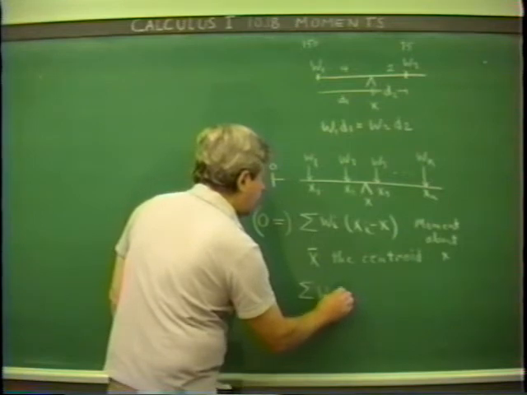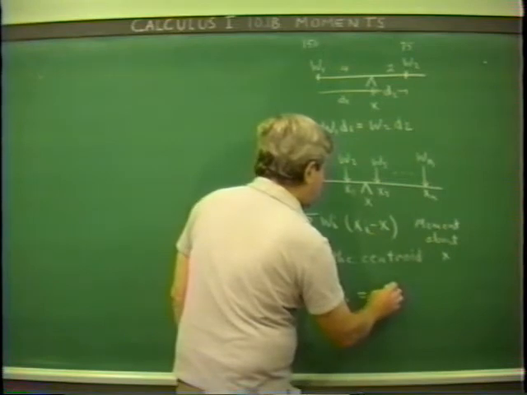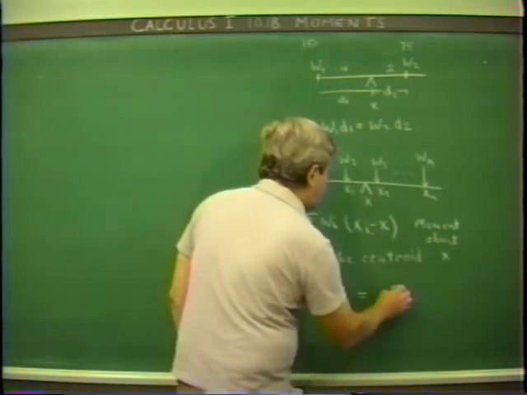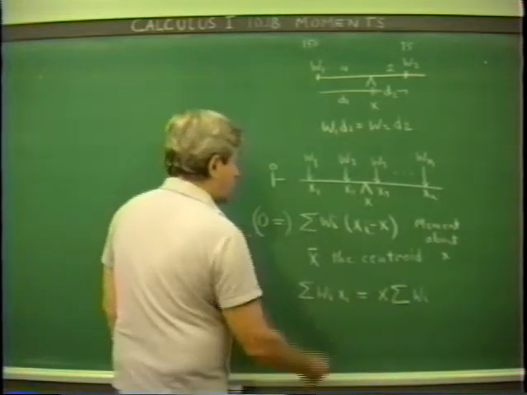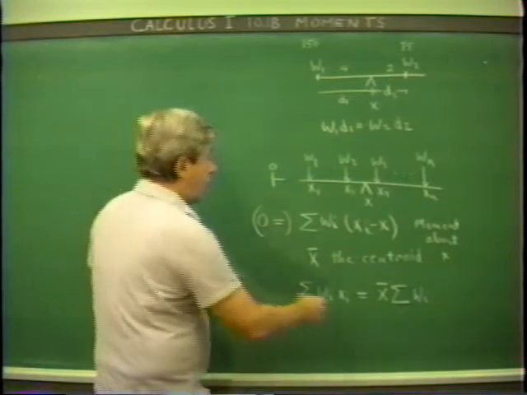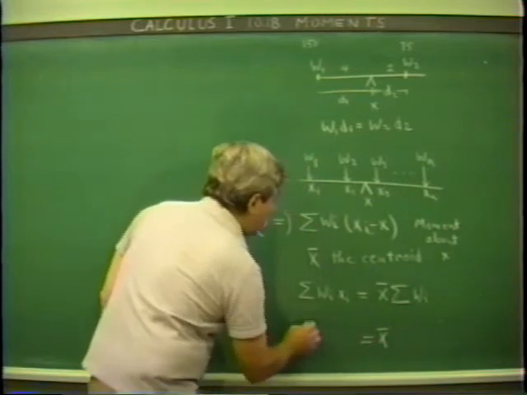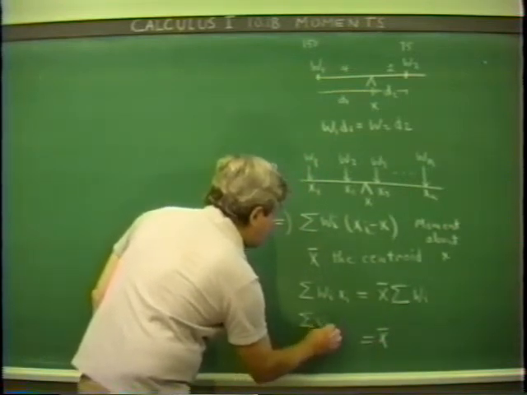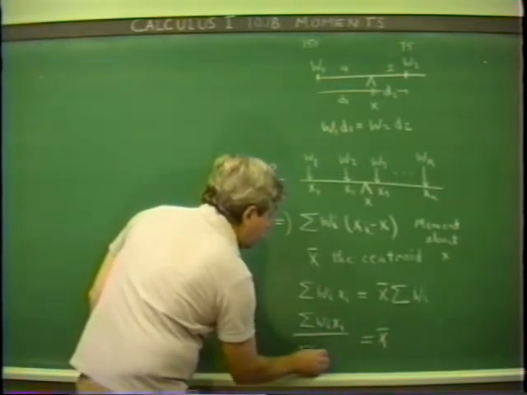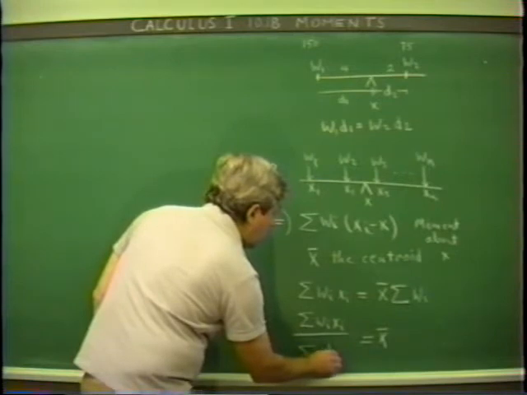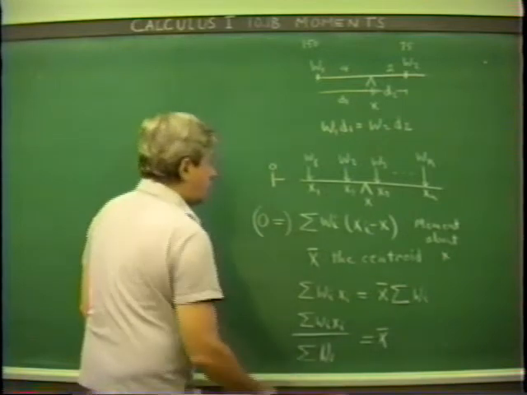Let's look at what happens if we set this equal to 0. In order for this to be equal to 0, we must have the sum of the Wi Xi equal to the sum of the Wi X. We can take the X out of the sum and write this as X times the sum of the Wi. So at the point where this balances, X bar, we will have this happening right here. We can solve this for X bar very easily. X bar is equal to the sum of the Wi Xi, with i going from 1 through n, divided by the sum of the Wi.